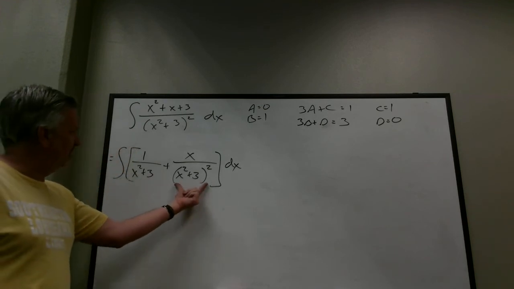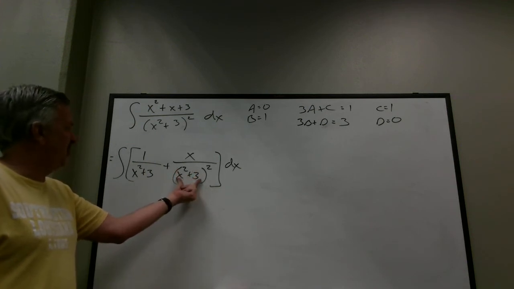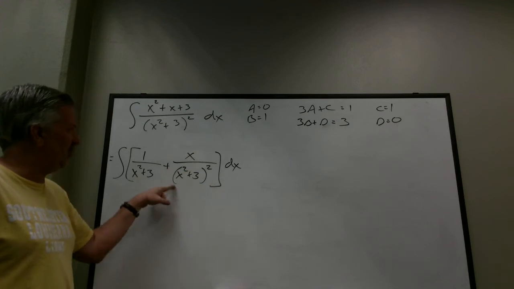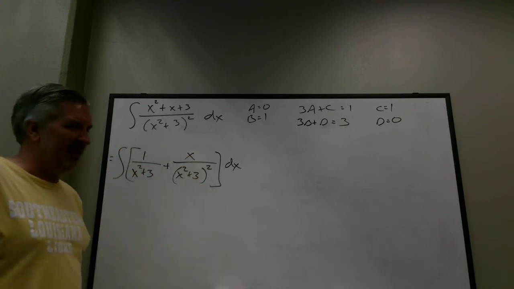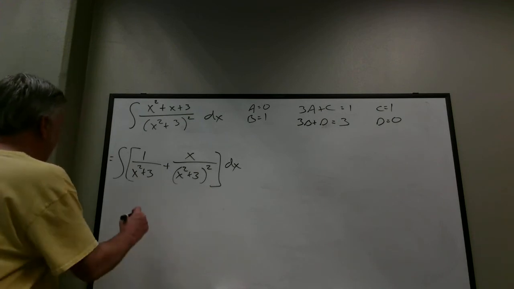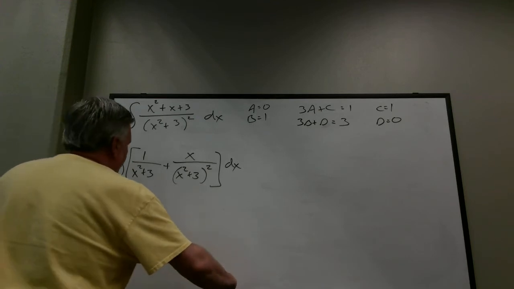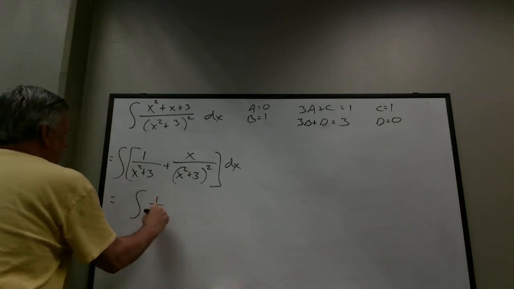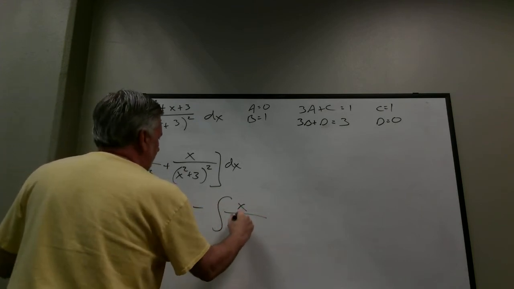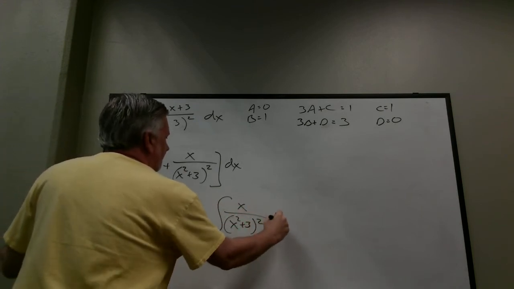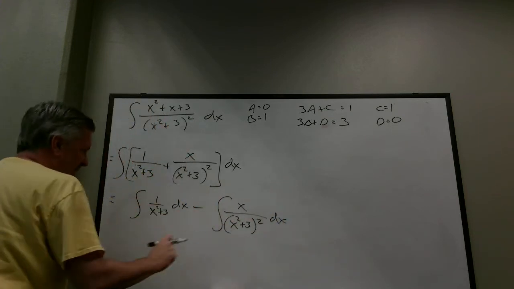Now what about this one? On this one, if you let u be x squared plus 3, du is 2x, and there's an x waiting for you. So this is a straightforward substitution problem. Now, you normally do not like to mix variables in the same problem, but I'm going to do it anyway. Before I write that, let me write this as two separate integrals, just to indicate that I'm doing them separately.